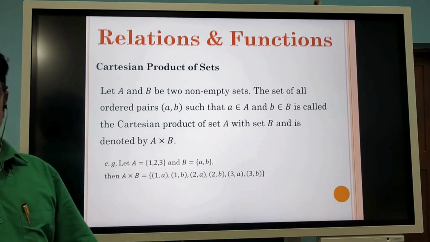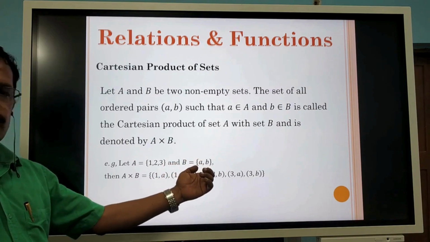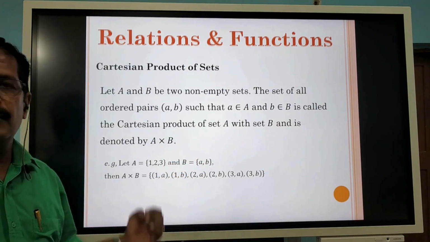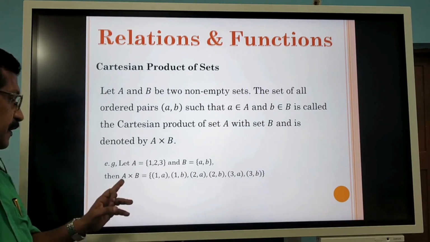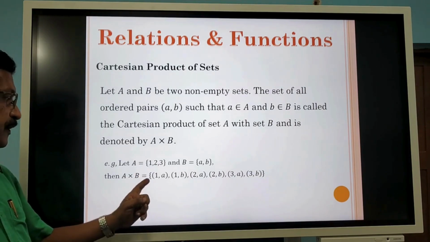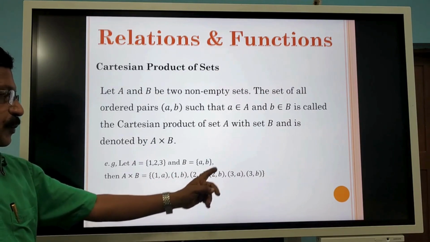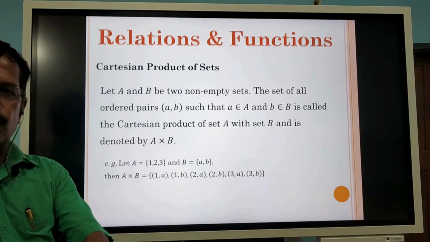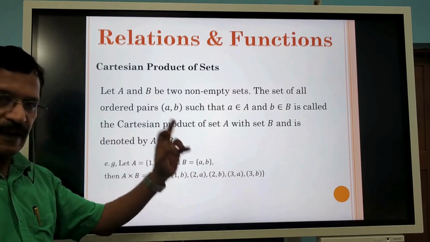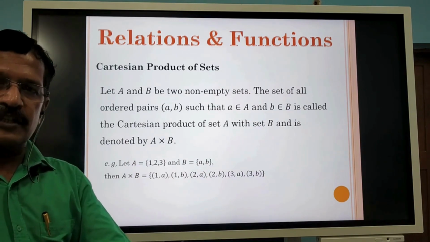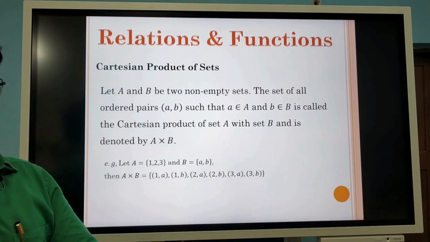Let us have one example. Let A be the set {1, 2, 3} and B be the set {a, b}. Now the Cartesian product of A and B is A cross B. It is the set of all ordered pairs (1,a), (1,b), (2,a), (2,b), (3,a), (3,b). This we have studied in 11th class. A has 3 elements, B has 2 elements. So the Cartesian product A cross B has 6 elements. So very simple.